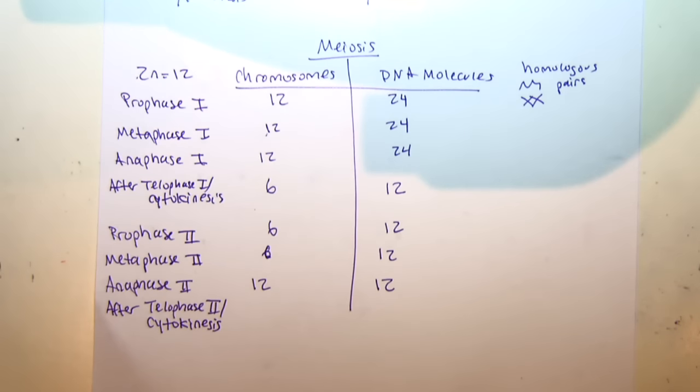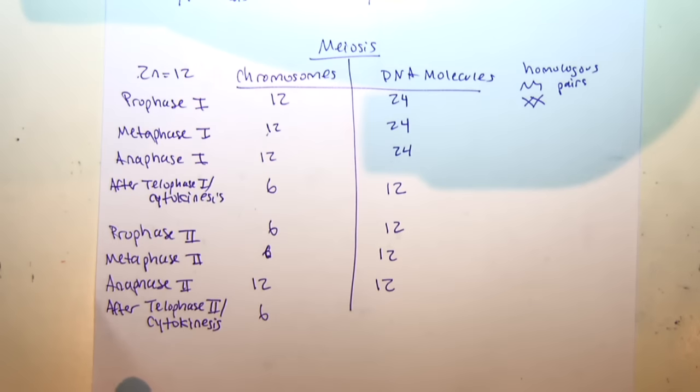And then after the whole thing, so after telophase 2 and cytokinesis, how many chromosomes per cell? 6. And how many chromatids per cell, or DNA molecules? It'd be 6.